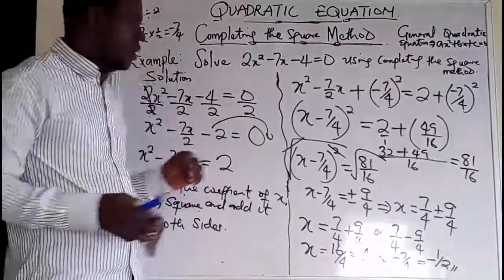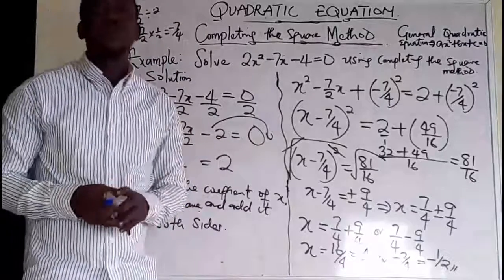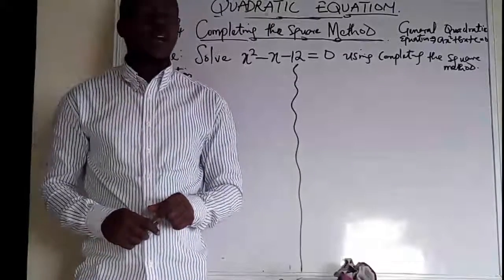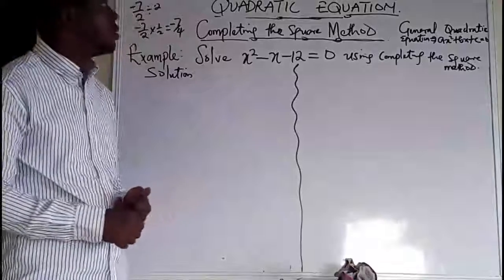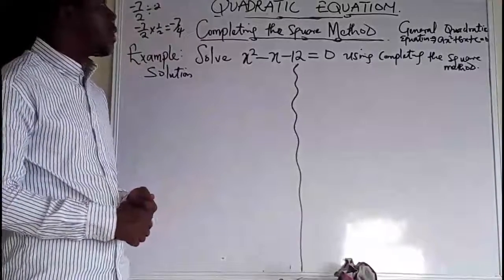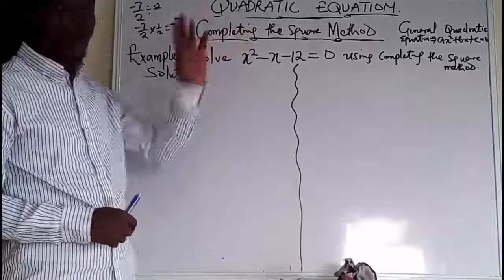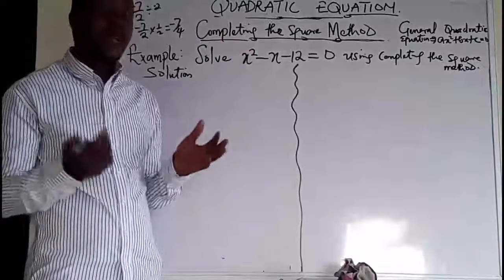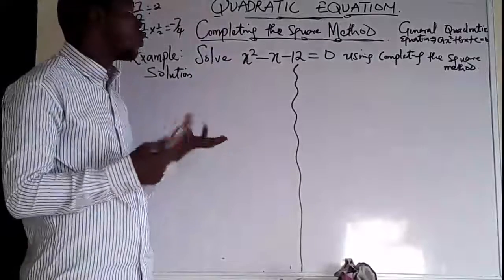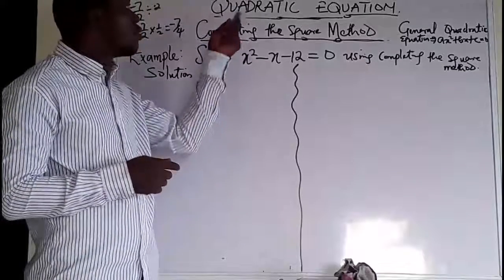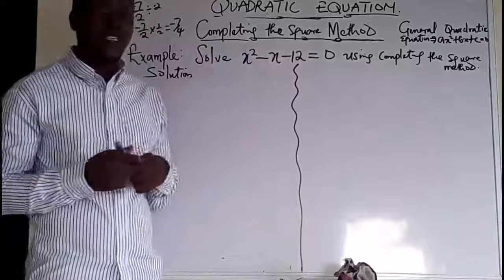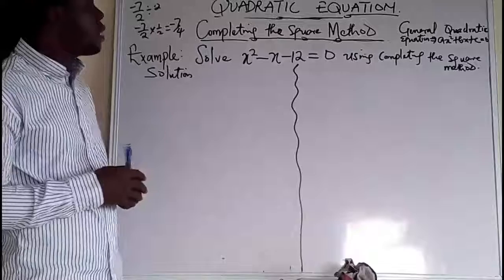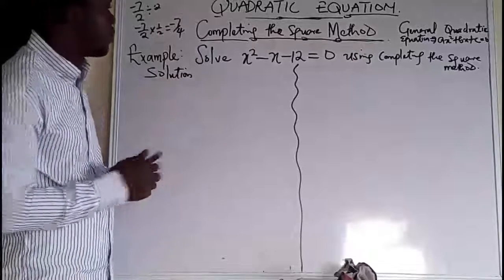Let's take another one and see how it goes. We have another example on the board that we're going to be solving now using the completing the square method. Like I said in the previous lectures, completing the square is just one of the methods we use in solving quadratic equations. An example is given on the board, and we are going to use completing the square to solve it. And what is the question?